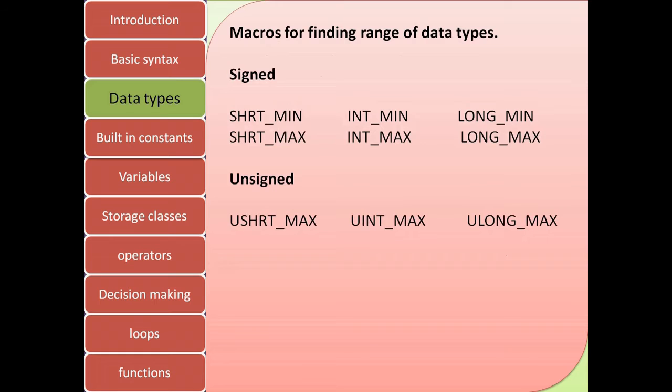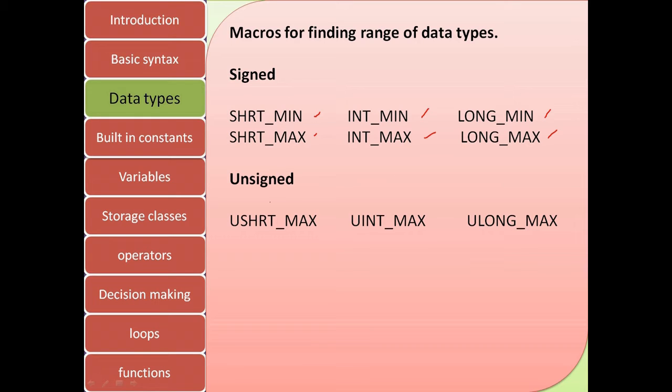And for finding out range of data types for integer type data types, we will be using SHRT_MIN for minimum range of short, SHRT_MAX for maximum range of short, and INT_MIN for minimum range of int, INT_MAX for maximum range of int. Please note that I haven't said underscore, but you have to keep underscore. LONG_MIN for minimum range of long, LONG_MAX for maximum range of long. And the most important point you should note down here is macros should only be defined in capital letters.